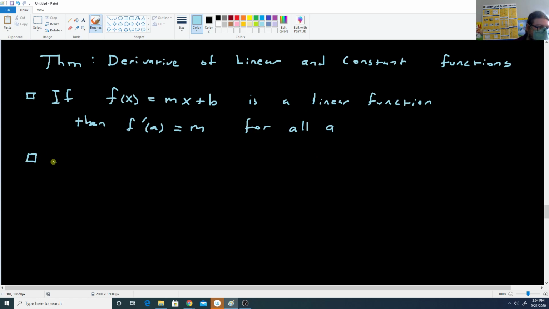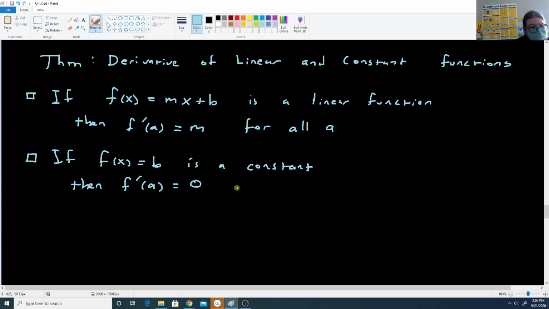Part B, or second box, I guess. If f of x equals b is a constant, then f prime of a equals 0 for all a.